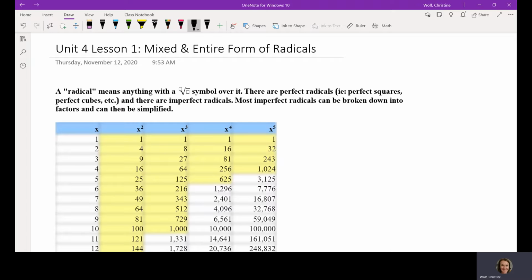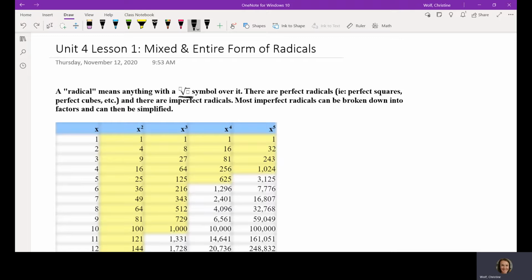A radical means anything with this symbol over it. That's the square root symbol. Or sometimes if, for example, we put a 3 right there, that would be a cube root symbol, or if we put a 4 right there, that would be a fourth root symbol. But regardless, that symbol is called a radical.